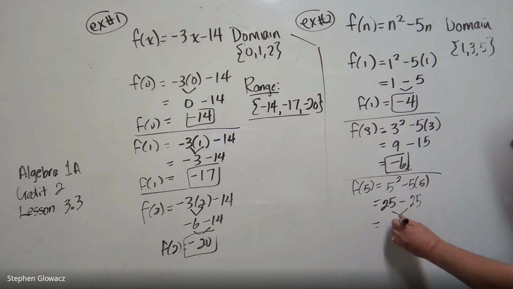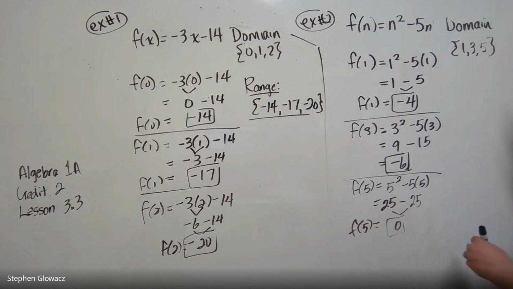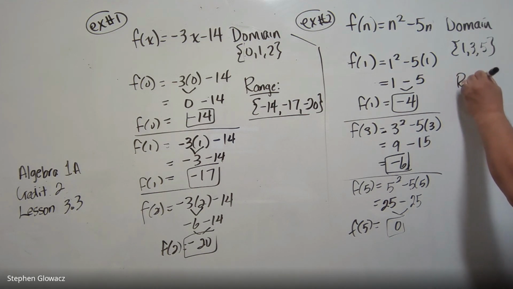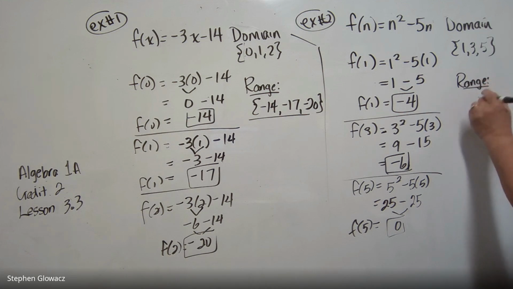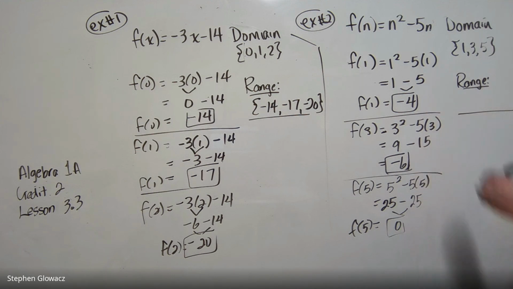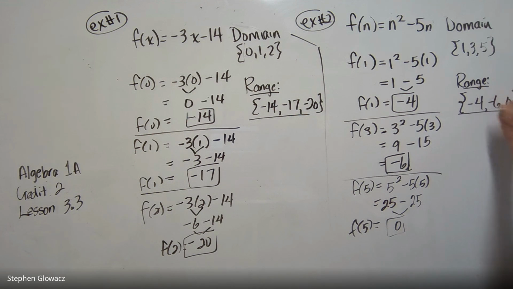And 25 minus 25 is just 0. So 0 is our last number for the range. And so just like we did on the example for number 1, when we write the range, our three answers were negative 4, negative 6, and 0. And so we write those in our range like that, negative 4, negative 6, and 0. All right, so that is our example for number 2.